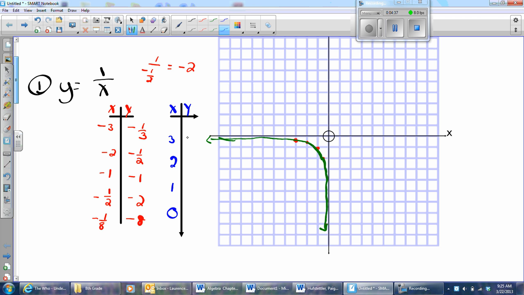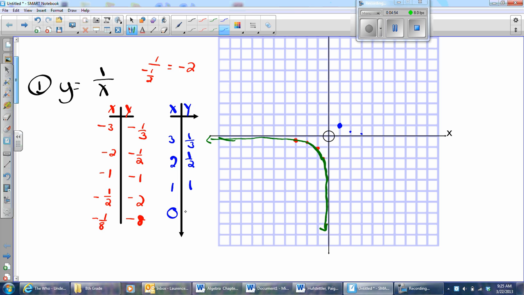Okay, let's start with 3. If I put 3 in, I'm going to get 1/3. 2 is going to give me 1/2. 1 is going to give me 1. So 1 is 1, 2 is 1/2, 3 is 1/3. Looks like it's going to come down here and hug the x-axis.